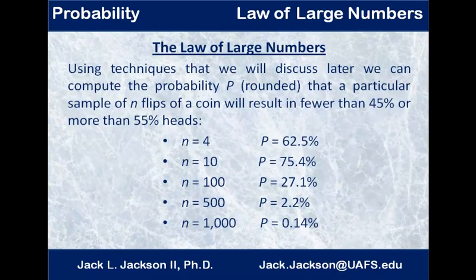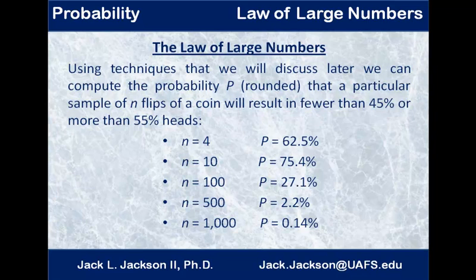Using techniques that we'll discuss later, we can compute the probability, rounded off, that a particular number of flips of a coin will result in fewer than 45% or more than 55% heads. We expect around 50% heads because that's the actual theoretical probability. We don't expect to be far off. Somewhere between 45% and 55%, we'd expect most of the time we would be in there.